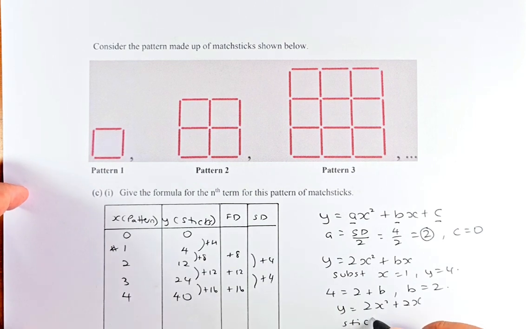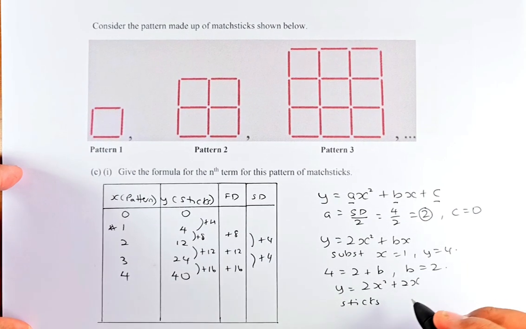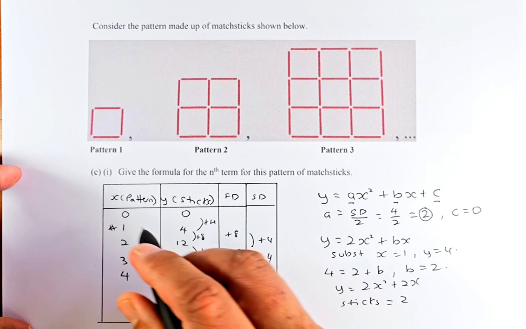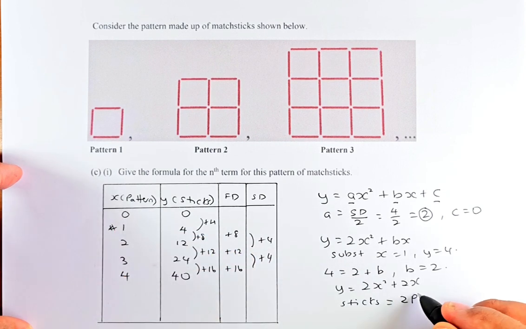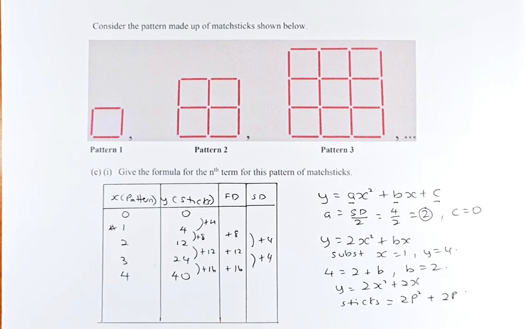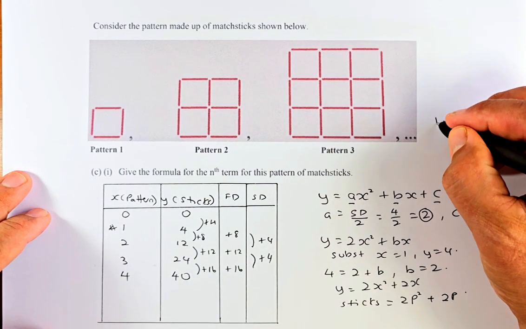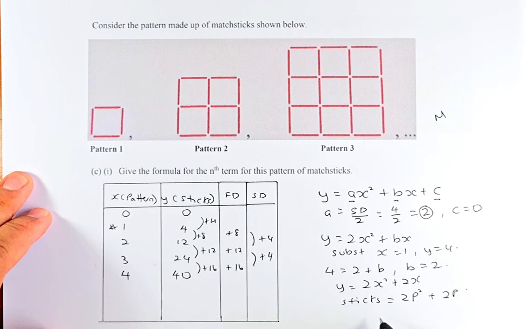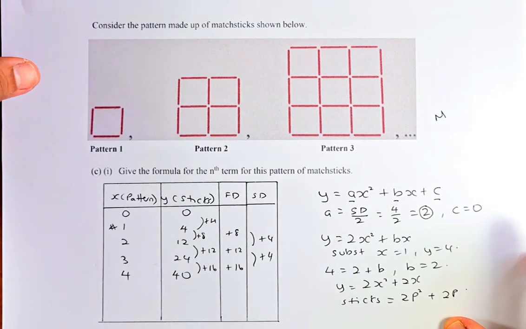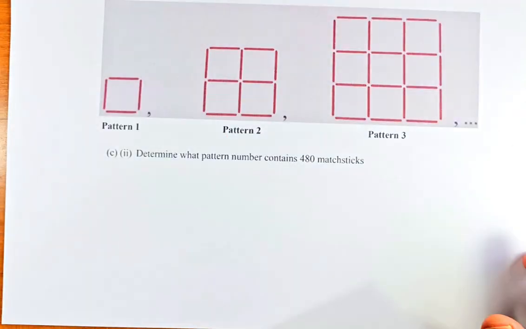Sticks is equal to 2 times pattern squared plus 2 times pattern. That is how we solve the first part. If you can find this relationship, that is the merit. So we're going to put the equation into the next section. If you can solve the second part, then there will be an excellent question.